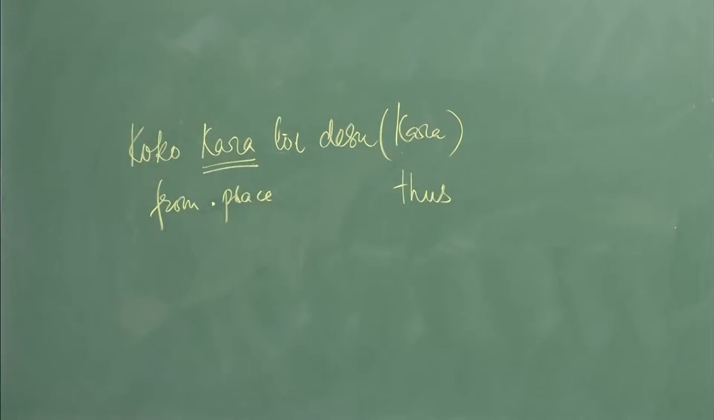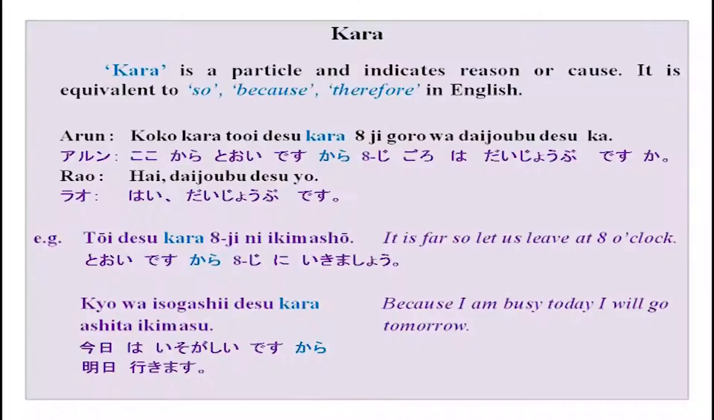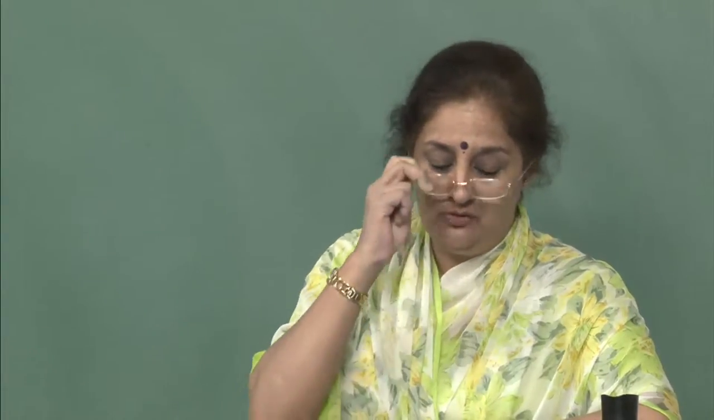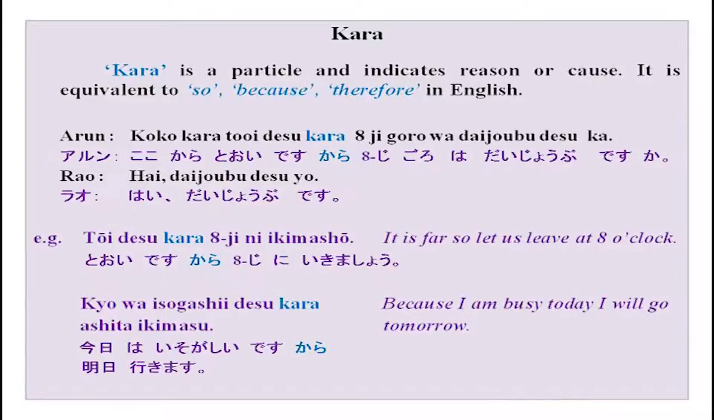So, over here is given, koko kara toi desu kara, 8 ji goro wa daijoubu desu ka? Is 8 o'clock all right with you? Hai, daijoubu desu. So, kara is a particle and it indicates reason or cause. It is equivalent to so, because, therefore in English. You can see the example over here, toi desu kara 8 ji ni ikimashou. It is far, so let us leave at 8 o'clock. And kyō wa isogashi desu kara ashita ikimasu. Because I am busy today, I will go tomorrow.